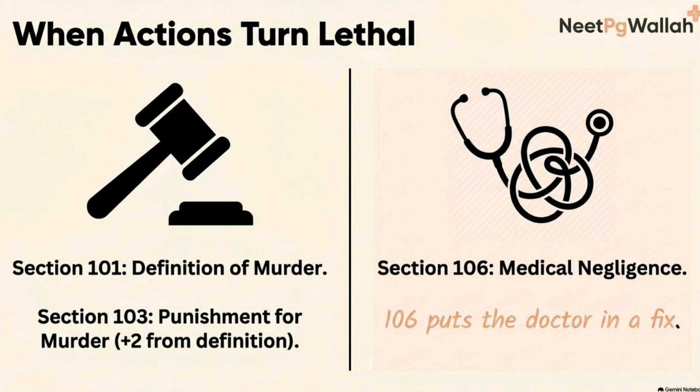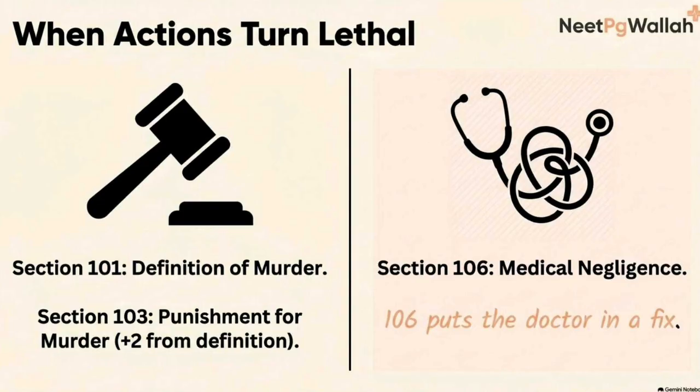Let's see how this builds from homicide. Following homicide at 100, the definition of murder sits logically right next door at 101. For the punishment of murder, just add 2 to get Section 103. But listen to me carefully. Whatever you do tomorrow, absolutely do not forget Section 106. This is medical negligence. How do we remember it? A 106 puts the doctor in a fix.